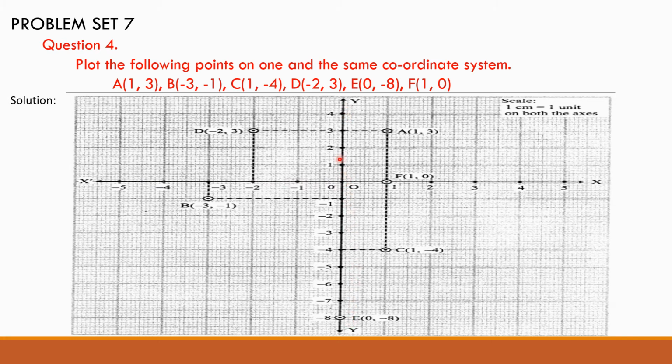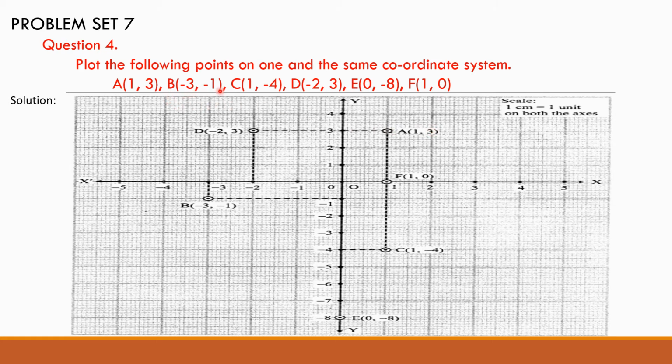Your first coordinate is A(1, 3). The x and y coordinates are positive, therefore this point lies in the first quadrant. The x coordinate is 1 and the y coordinate is 3. The point of intersection of the lines parallel to the x-axis and y-axis is the point A(1, 3).